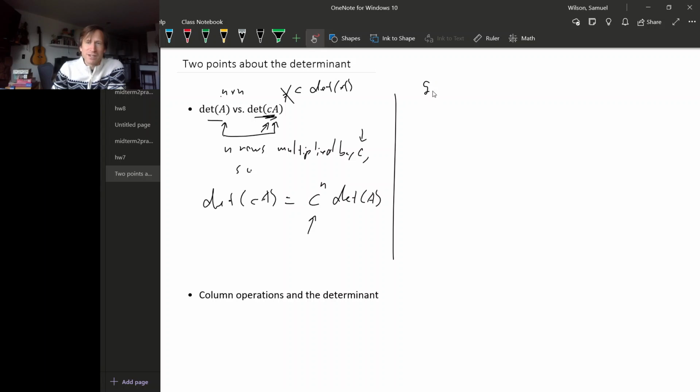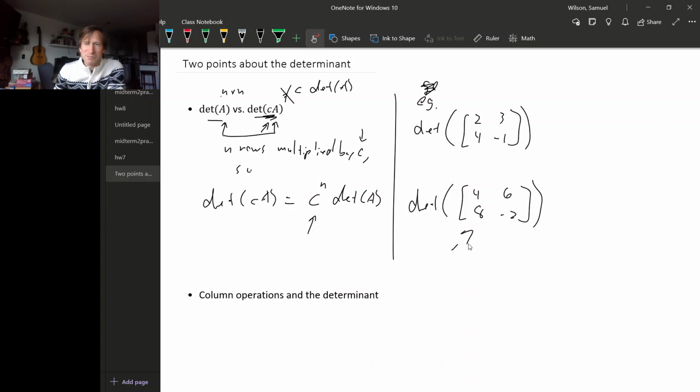Just as a quick example, let's compare the determinant of the matrix 2, 3, 4, minus 1, and the determinant of the matrix 4, 6, 8, minus 2. This second matrix is just twice the first one, so let's calculate the first determinant. Minus 2, minus 12, that's minus 14.